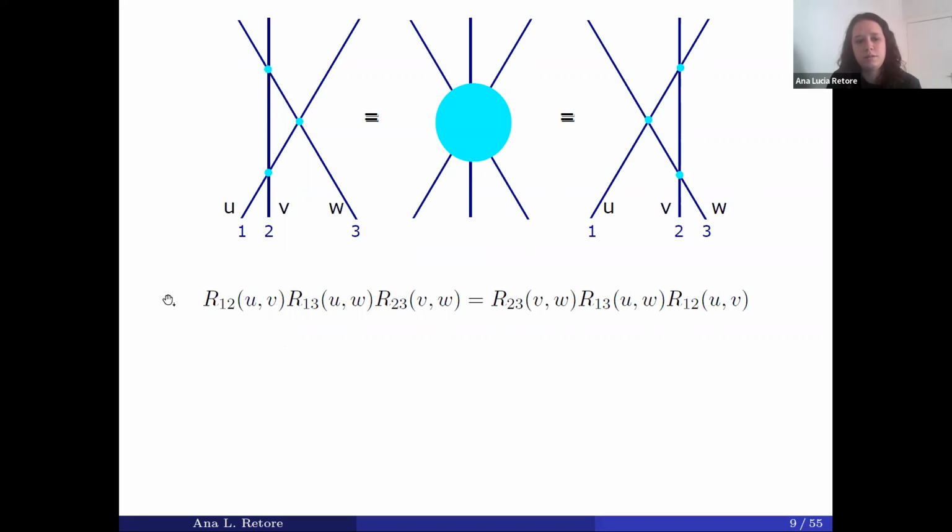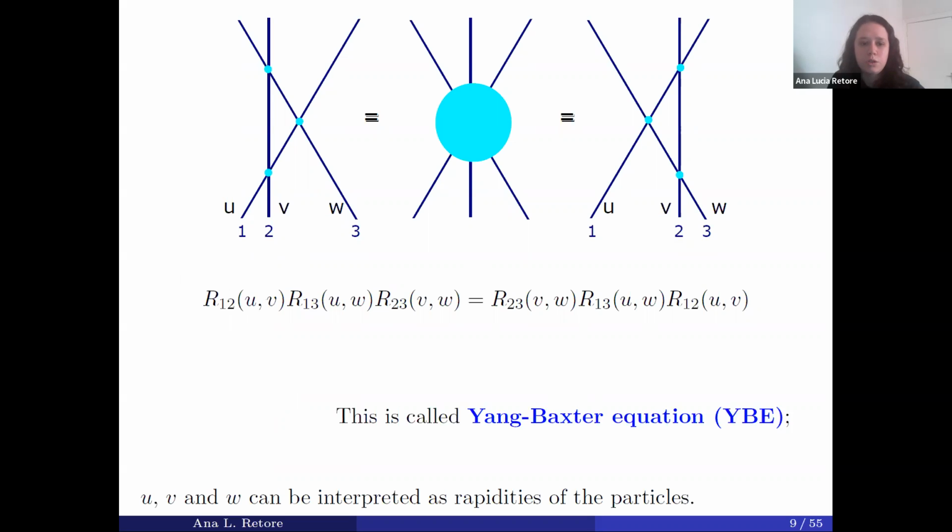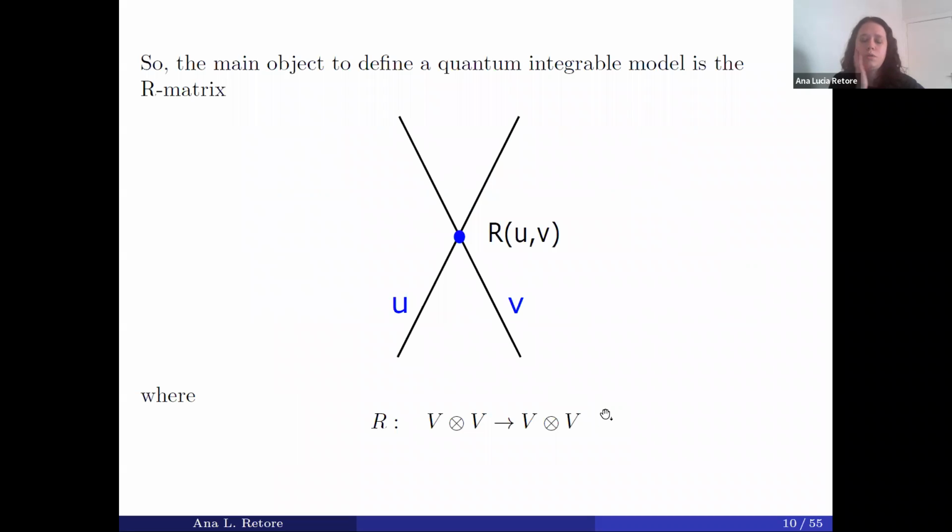And this object called the R-matrix is directly related to the scattering matrix for this type of model. And you usually think of U and V as the rapidities of your particles, or it's related to momenta, depending on how you are thinking. So you can think of this as scattering, but you can also think of the R-matrix as some mathematical object that satisfies that equation.